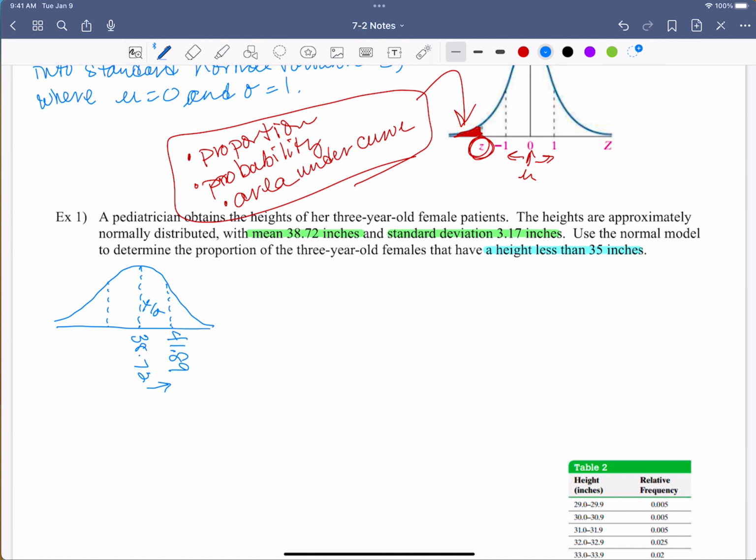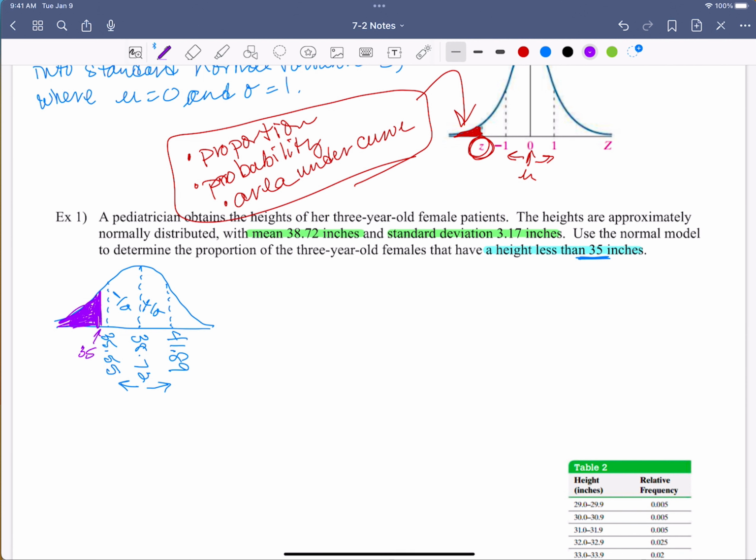Is that what you get? I'm going to subtract 1 standard deviation from 38.72, and what do you get? 35.55. That's what I get also. Is that what you're getting? Okay, so I want to look at a height less than 35 inches. So my value I'm looking for is right here at 35, and I want less than 35. So this is the area, this is the proportion. If I'm looking at this, I am more than 1 standard deviation away to the left.